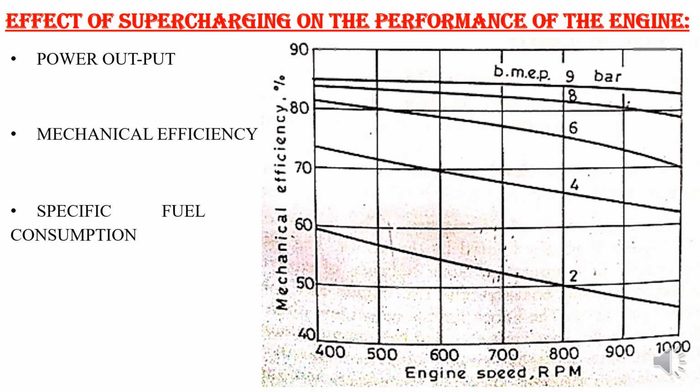So specific fuel consumption, what about the CI engine? The specific fuel consumption for a CI engine is almost equal to or lesser than that of a naturally aspirated engine because of better combustion and increased mechanical efficiency. Okay, so in a CI engine it may reduce, whereas in an SI engine it will increase.